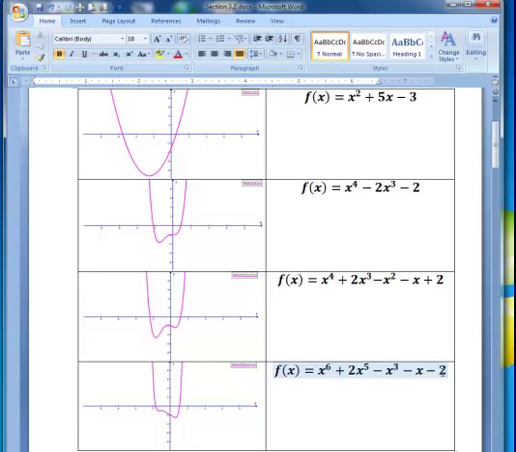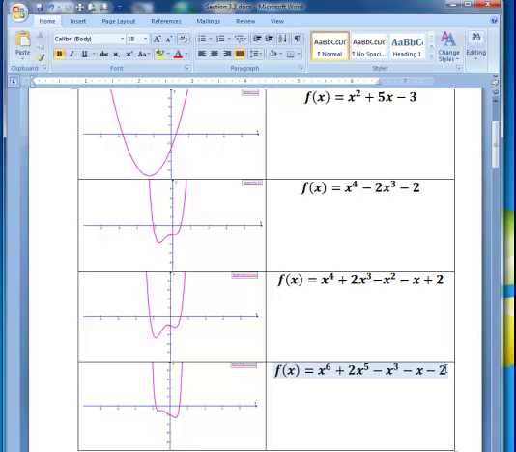A couple things to note right away is that when we write functions, we write them in descending order according to the exponents of the variables. So in this first one, I go the second power, the first power, then my constant term. The next one, I go the fourth power, the third power, then my constant term. Here I go 4, 3, 2, 1, then the constant term. Here I go 6, 5, 3, 1, then the constant term.